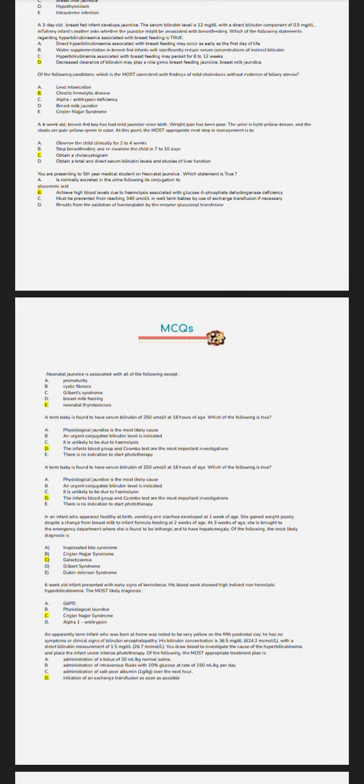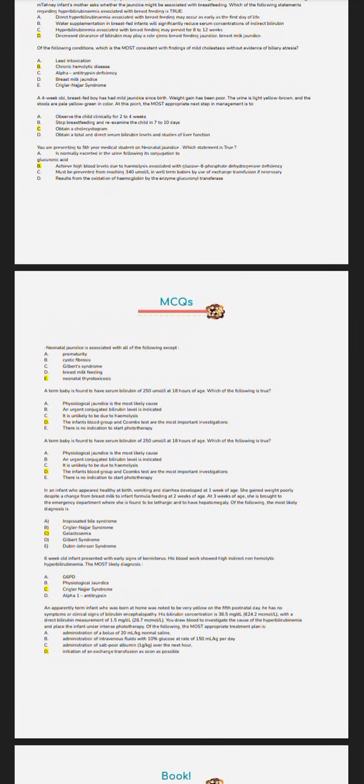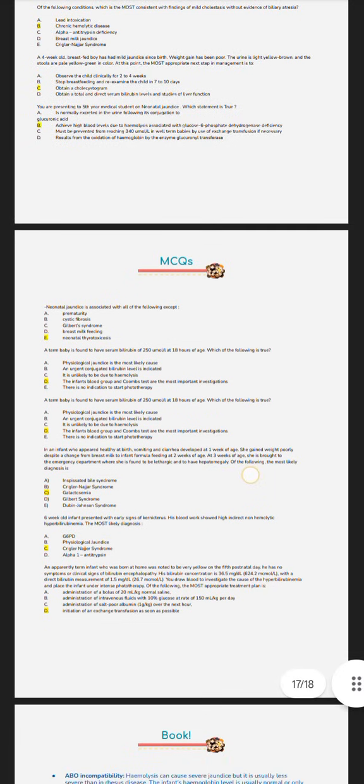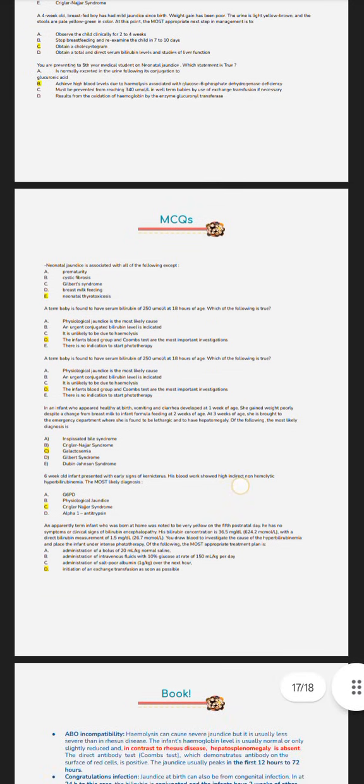You are presenting to fifth-year medical students on neonatal jaundice. Which statement is true? Bilirubin is normally excreted in the urine following conjugation to glucuronic acid. High blood levels due to hemolysis associated with glucose-6-phosphate dehydrogenase deficiency must be prevented from reaching 34 mg/dl in well term babies by use of exchange transfusions if necessary. It results from the oxidation of hemoglobin by the enzyme glucuronyl transferase.